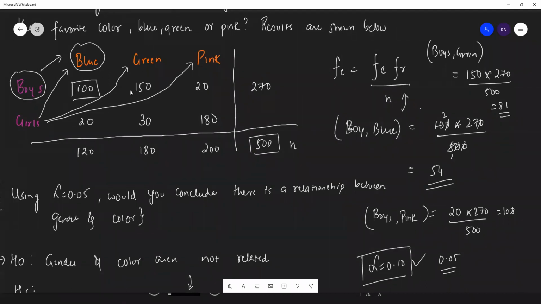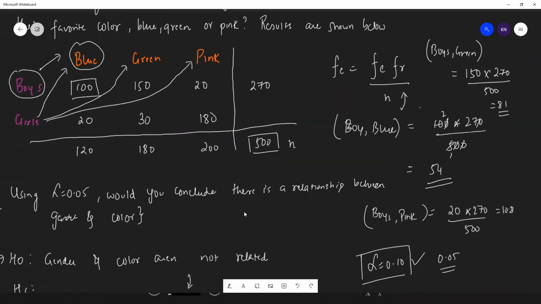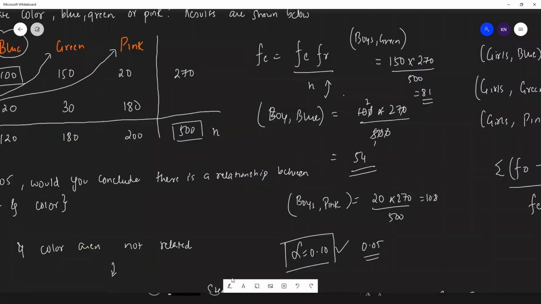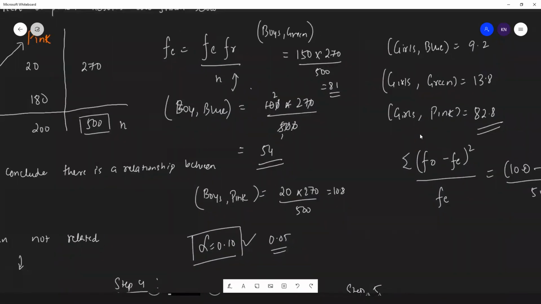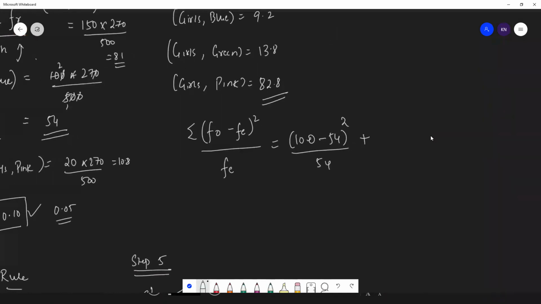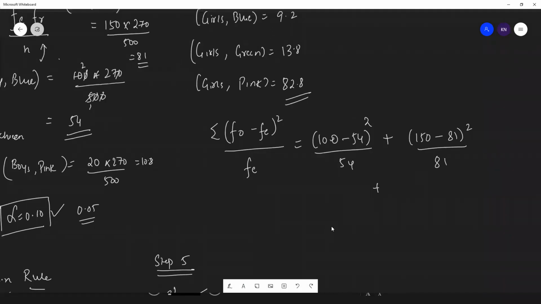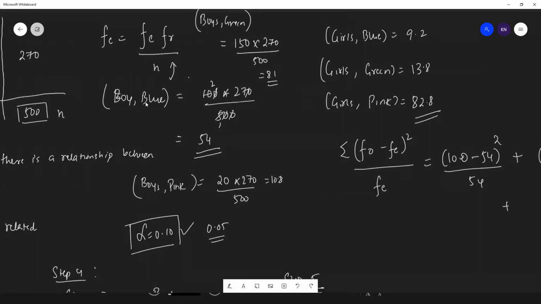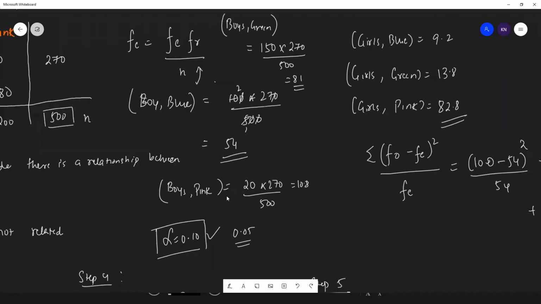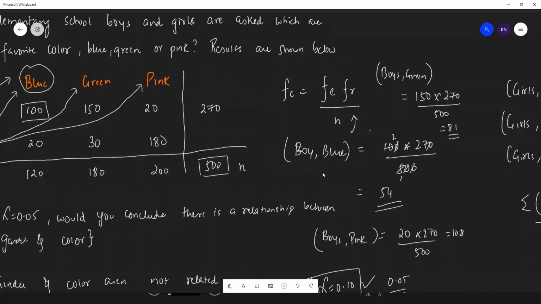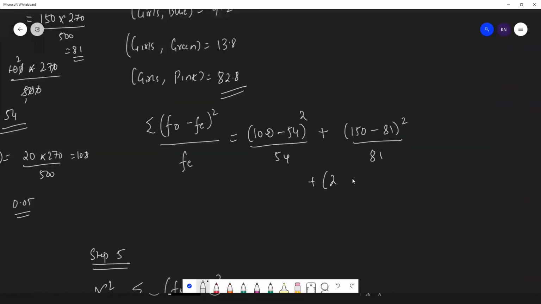I hope you're understanding, right, guys? So this will be 150 minus 81 whole square divided by 81. Then plus boys with pink. Boys with pink, how much observed value do you have? 20, right? So 20 minus 10.8 whole square divided by 10.8.